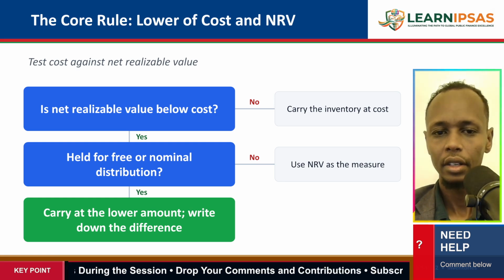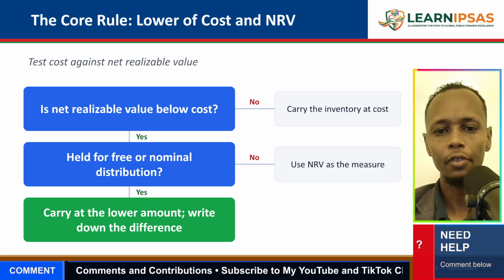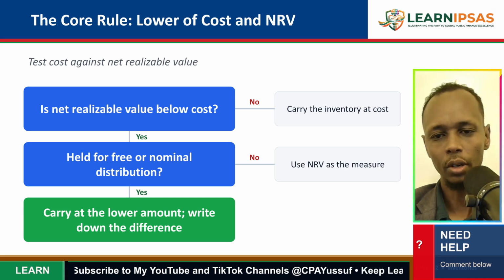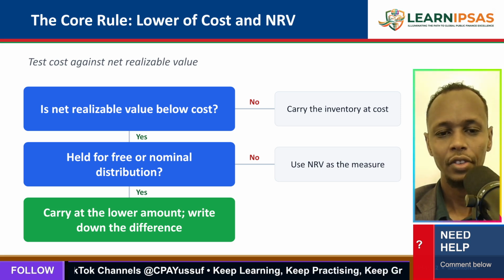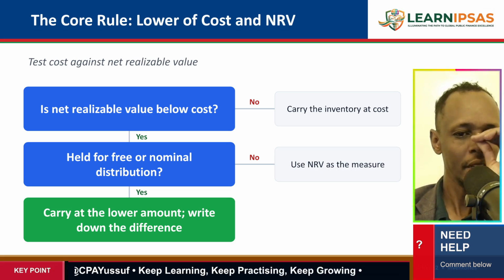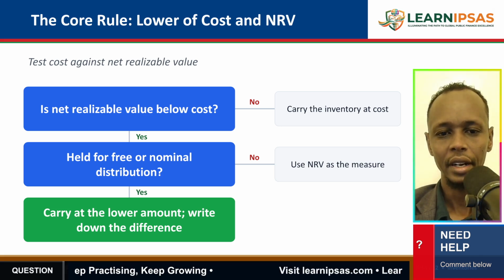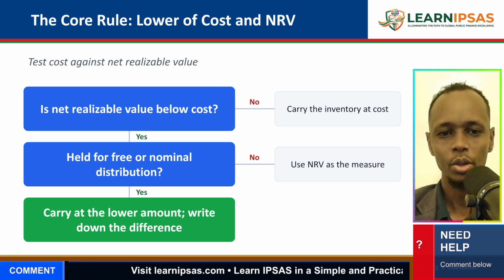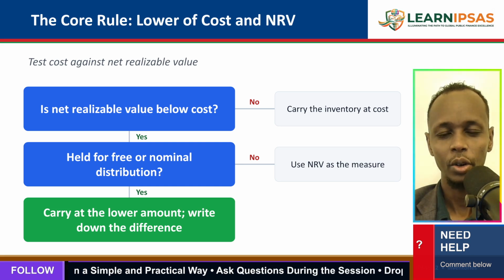Is it held for free or a nominal distribution? If it is no, again use the NRV as the measure. But if it is yes, you carry at the lower amount and write down the difference. So here you follow this decision table, lower of cost and net realizable value, or in government we can say net replacement cost.